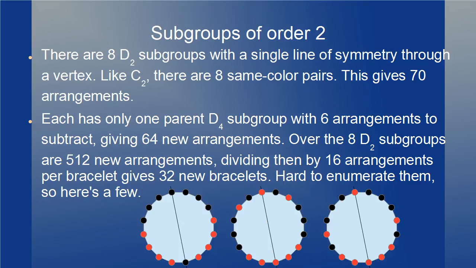The remaining 8 D2 subgroups with a single flip through the beads, like every other subgroup in this row, define 8 sets of 2 beads that must be the same color, giving 70 arrangements. Subtracting the 6 arrangements which were in the parent subgroup gives 64 new arrangements. Since there are 8 subgroups like this one, there are 512 new arrangements, and at 16 arrangements per bracelet, there are again 32 new bracelets. It's hard to enumerate all 32, but a few representatives are easy to come up with.